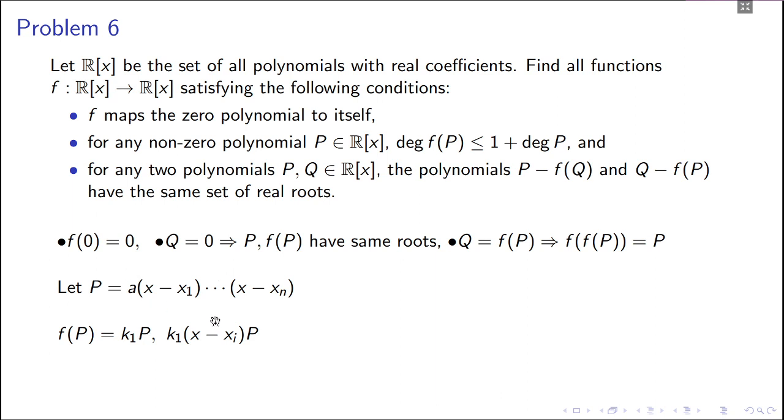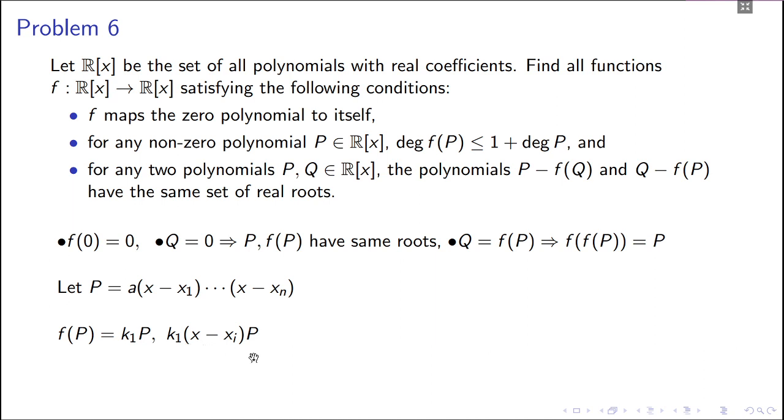So all the roots are the same and only this changes. Or what can happen is that one of the roots is increased, so some root xi is repeated, and then you can write it as k times (x minus xi) times p. You understand that, right? There will be an xi term and that will get squared. Only that can happen because it can have only one power more. So f of p can look like this or it can look like this.